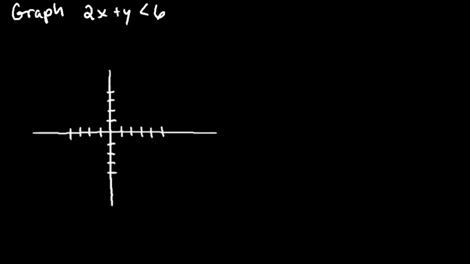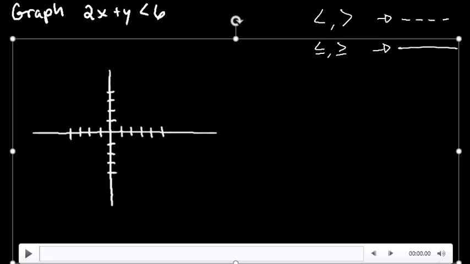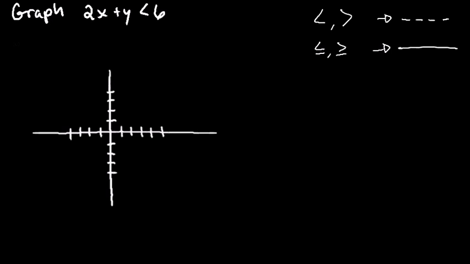And last, but certainly not least, if I give you an inequality, I need you to be able to graph that. So, less than or greater than, that means I need a dotted line. Less than or equal to, greater than or equal to, I'm going to need a solid line. And if it is greater than, of any sort, greater than or equal to, you're going to be shading above or to the right. And if it is less than or equal to, you're shading below and to the left.